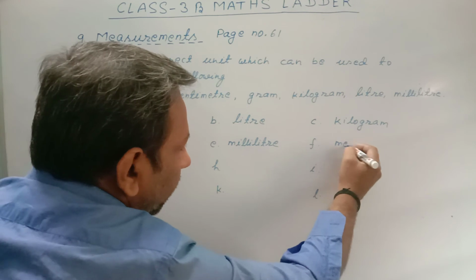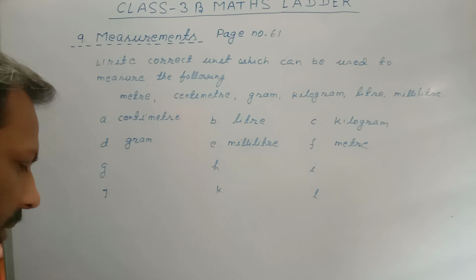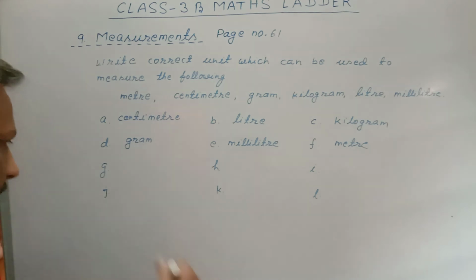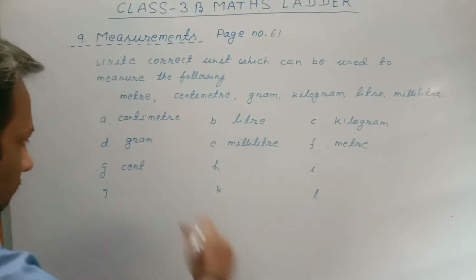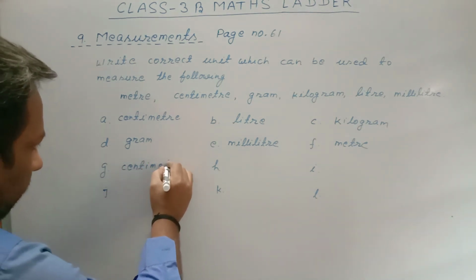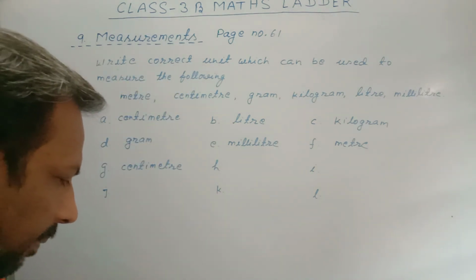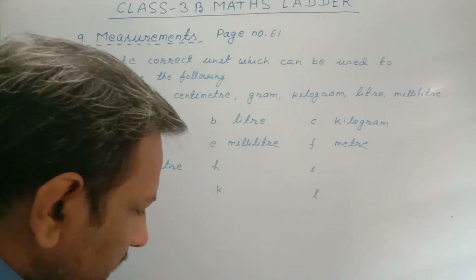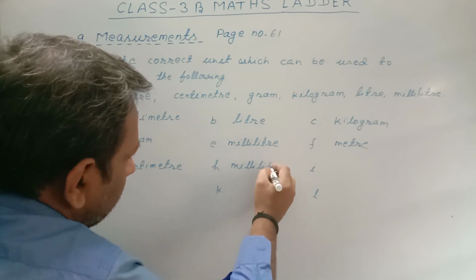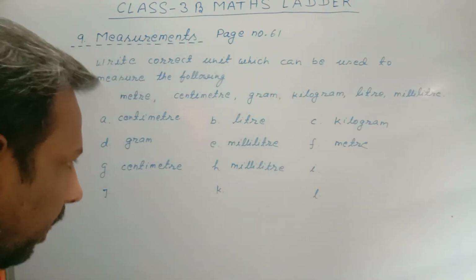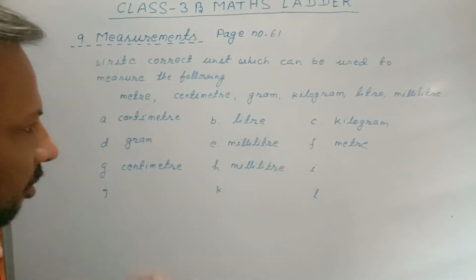Question number F, length of a study table, that will be measured in meter. I wrote meter. Then question number G, length of your notebook, that will be measured in centimeter. I write here centimeter. Then question number H, quantity of coffee in a cup, that will be measured in milliliter. And question number I, quantity of milk in a big can, that will be measured in liter.